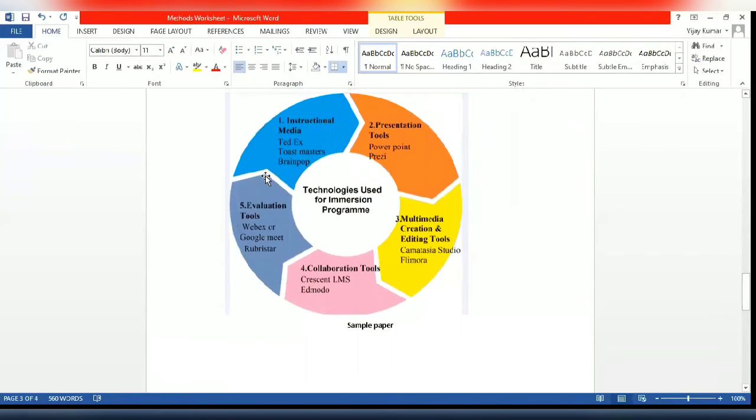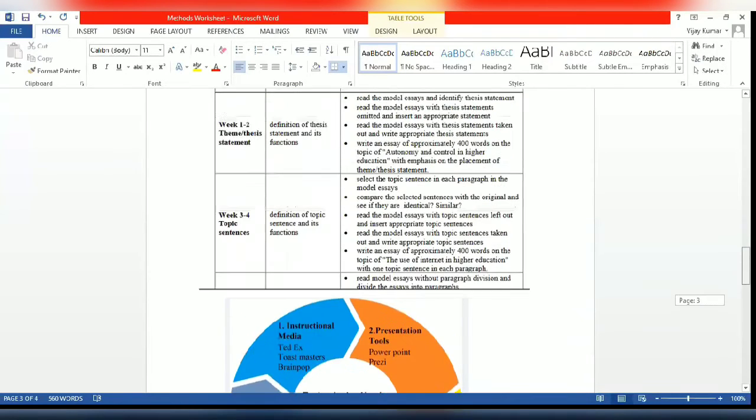See, I have said that in my first phase I used instructional media. The second phase I used presentation tools. Third phase I used multimedia creation and editing tools. Fourth phase I used collaboration tools, and the fifth phase was evaluation tools. So mention that in figures. And as I said, there are a lot of free templates where you can design figures.